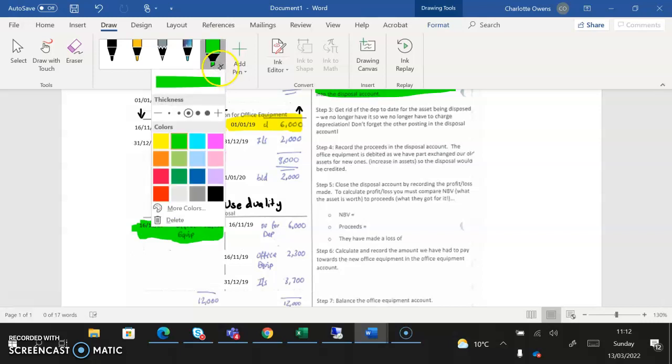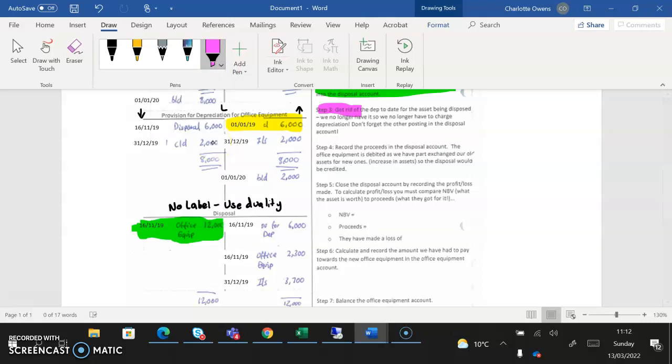As is step 3. Now that we don't own the non-current asset anymore, we can get rid of the depreciation to date. We're not responsible for it anymore. So I'm going to debit in my depreciation account £6,000 because I want to get rid of the depreciation for that non-current asset. We don't own it anymore, so we don't have to charge it. So it's a debit in the depreciation account, so under duality it will be a credit in the disposal.